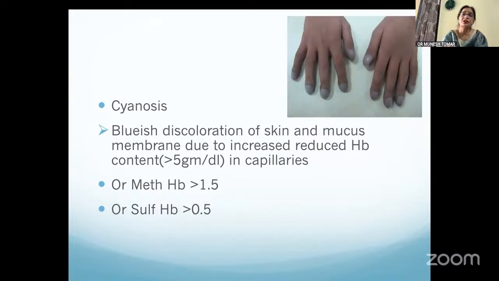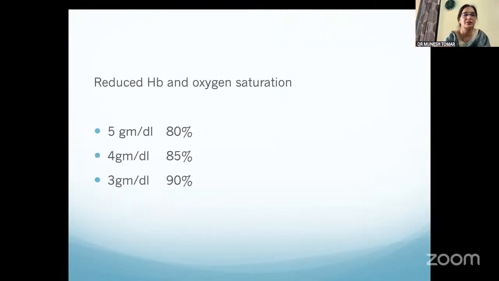It is a bluish discoloration of skin and mucous membrane, because of increased reduced hemoglobin content, and that is more than 5 gram. The various books mention different values, some say 3, some say 5, so 3 to 5 is the range given in different definitions. Why it is 3 to 5, I will go to that. Or methemoglobin more than 1.5 or sulfhemoglobin more than 0.5. So reduced hemoglobin is there to give the bluish discoloration to the skin and the mucous membrane.